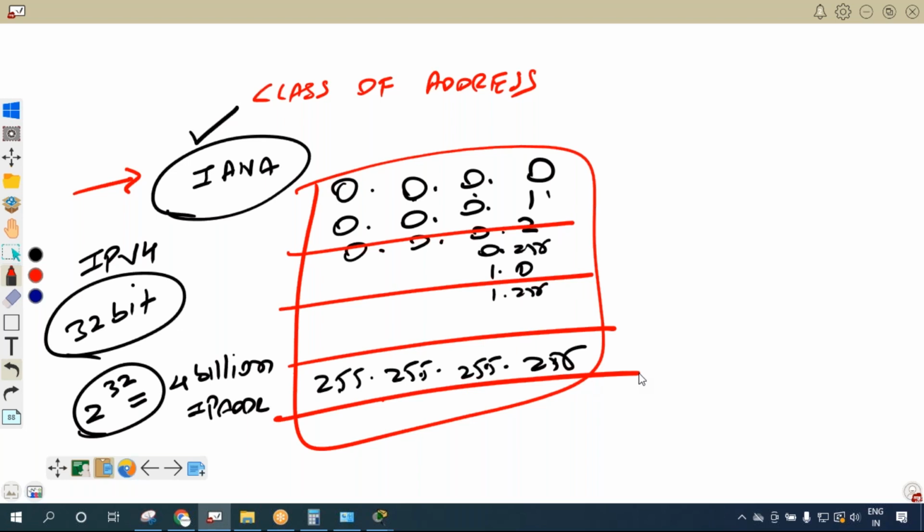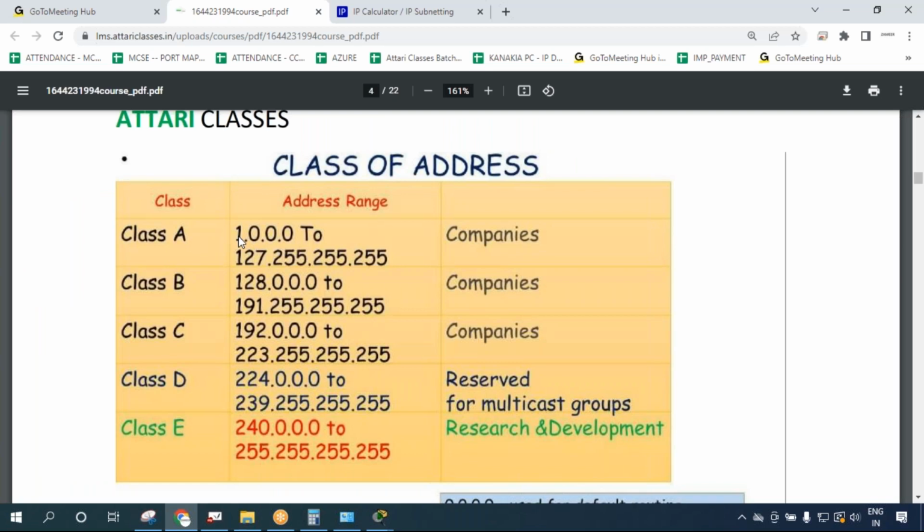They divided this entire range into classes, and they decided that IP starting from 1 to 127 will be known as class A. IP starting from 128 to 191 will be known as class B. IP address starting from 192 to 223 will be known as class C. IP address starting from 224 to 239 will be known as class D. This will be reserved for multicast. I will explain what multicast is in the OSPF lecture. Next, IP address starting from 240 to 255 will be class E.